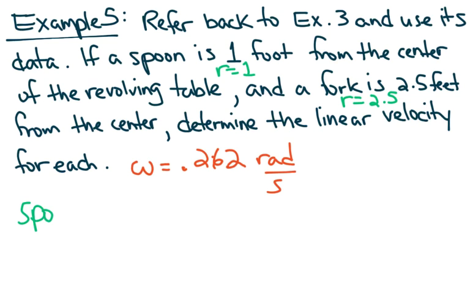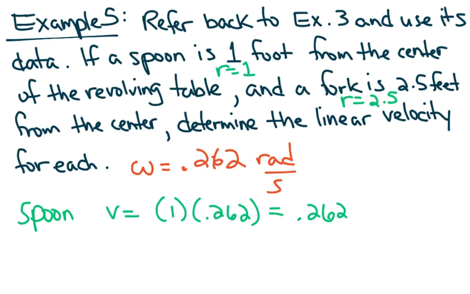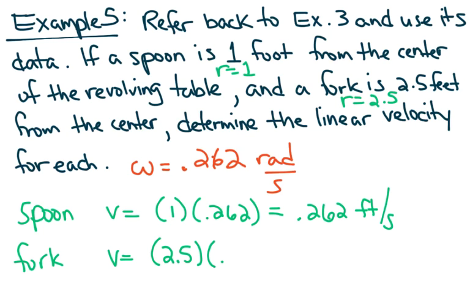So for the spoon, the linear velocity will be the radius times the angular speed, which is going to be 0.262, but it's going to be in feet per second. And for the fork, the linear velocity is going to be 2.5 times the angular speed, 0.262, and that's going to be 0.655 feet per second.